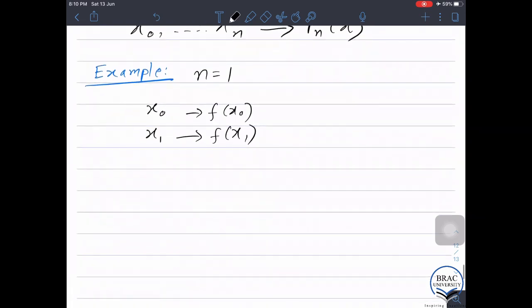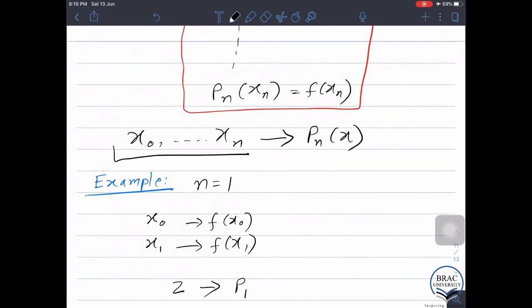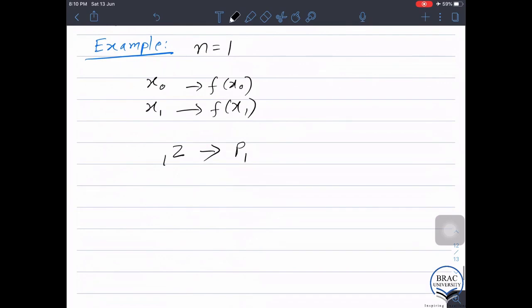Okay, and now if I am given 2 nodes, what is the degree of my polynomial? My degree of polynomial is 1, right? Because you see that if you are given n plus 1 nodes, you get a polynomial of degree n. So if you are given 2 nodes, then you'll get a polynomial of degree 1. So my polynomial p1 of x will look like something like this: a0 plus a1 of x.